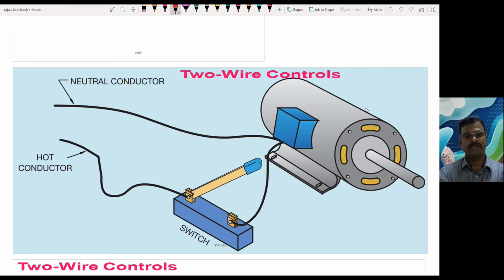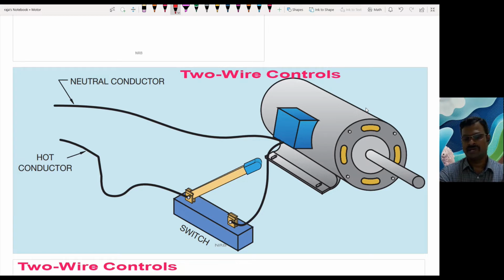Hello friends. In this video, we are going to see simple motor control circuits, which are two-wire controls, very commonly used for a few domestic applications and a few industrial applications as well. Here we have only two wires connected from the motor to the control circuit. That's why we call this a two-wire control.